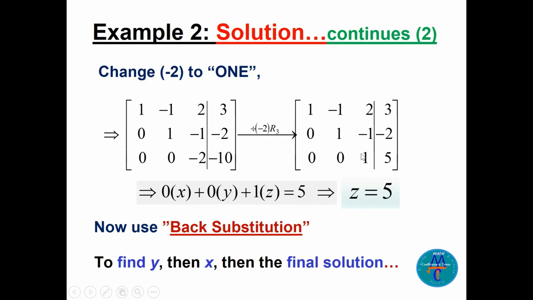So I take the last row now: 0x plus 0y plus 1z is equal to 5. So directly z will be 5. Now let's use back substitution. From row 3, I go back to row 2 to find y. Then I go to row 1 to find x.